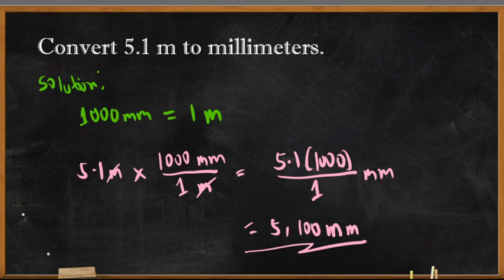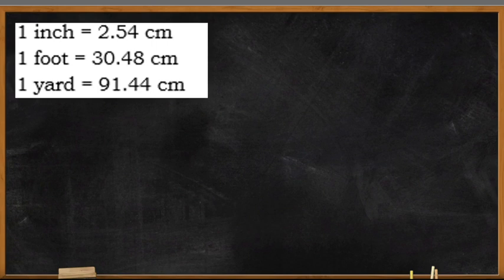Now we will proceed to converting English units to metric units, and metric units to English units. So we have this equivalency here. Sorry for the somewhat murdered pronunciation. We have here 1 inch is equal to 2.54 centimeter. Then 1 foot is equal to 30.48 centimeter, and 1 yard is equal to 91.44 centimeter. So we know how to convert. The same procedure will be applied to the conversion of metric to English and English to metric units.